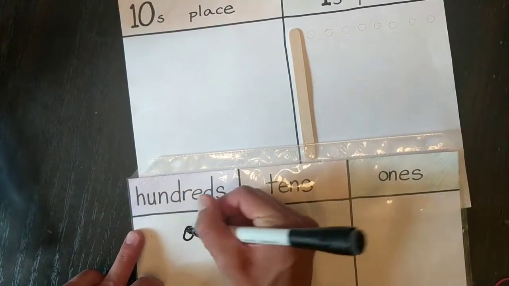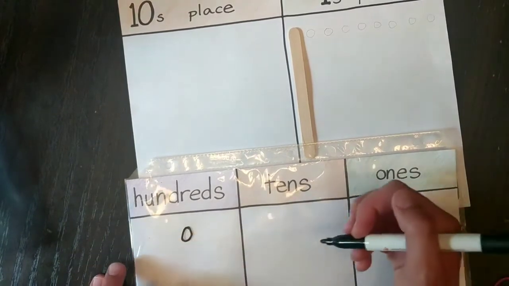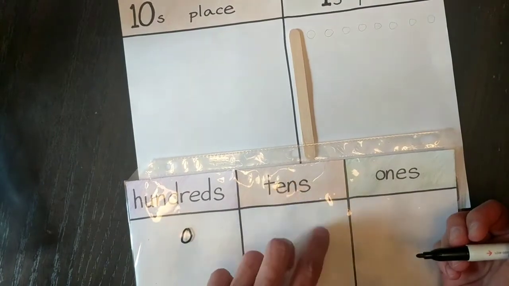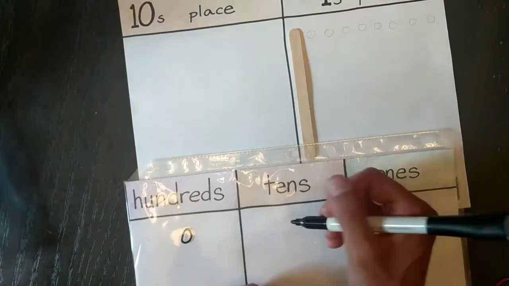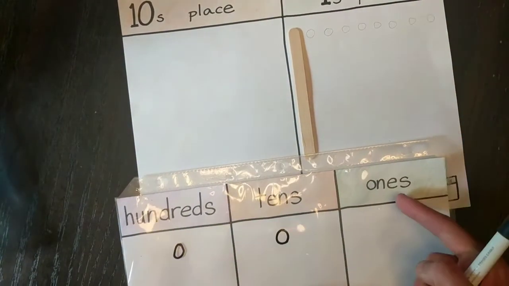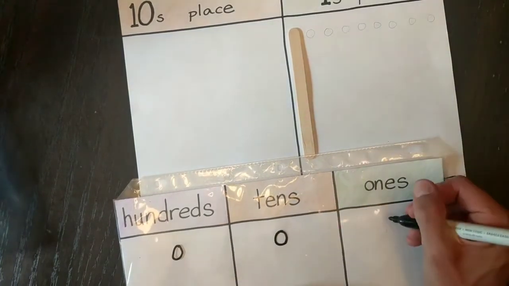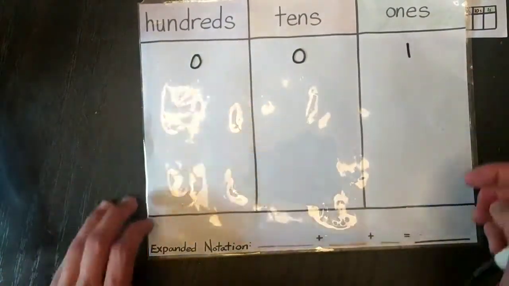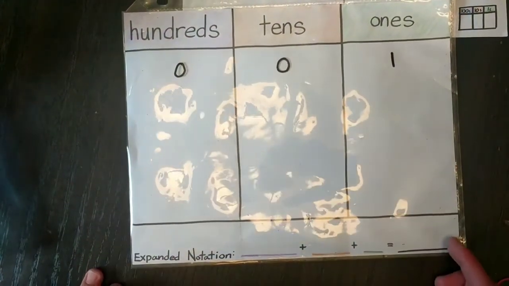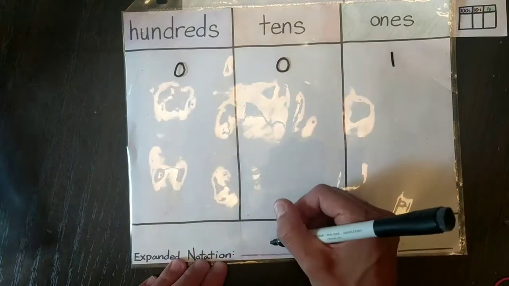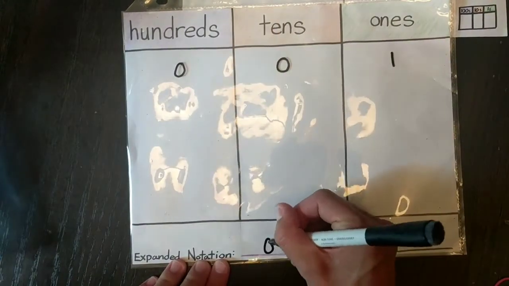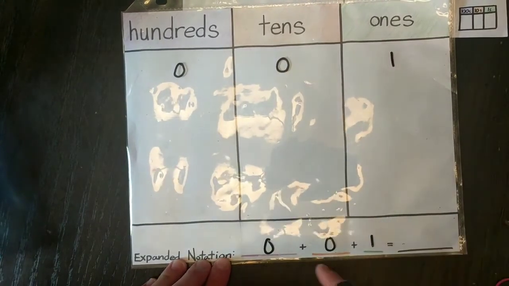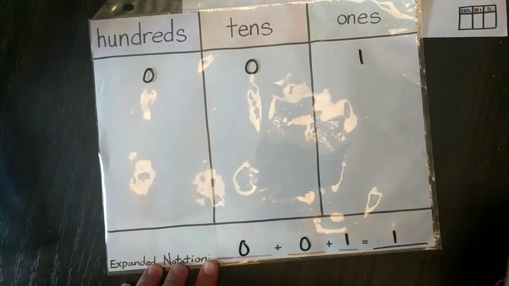And I'm saying stuff that's probably obvious to you, but I'm just saying it to remind you that it might not be obvious to your student. Then we have the tens place. There's nothing here, so we write a 0. And then in the ones place, there is one single popsicle stick, so you would write a 1. Then you move to the expanded notation down at the bottom, and there's 0 here, 0 tens, and 1 one. Add them together and you get 1.